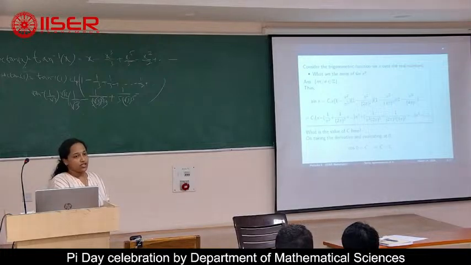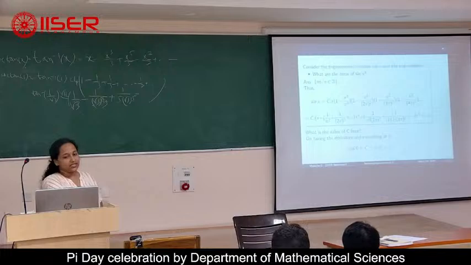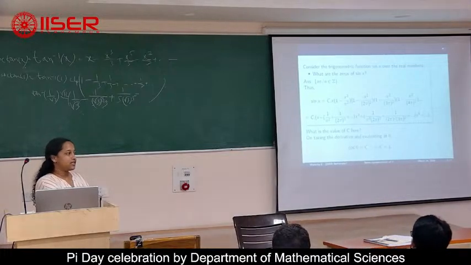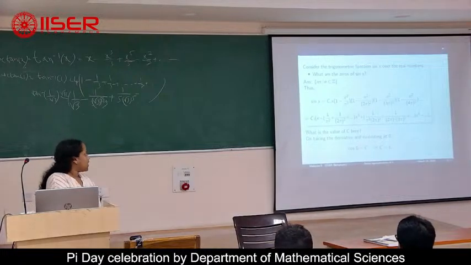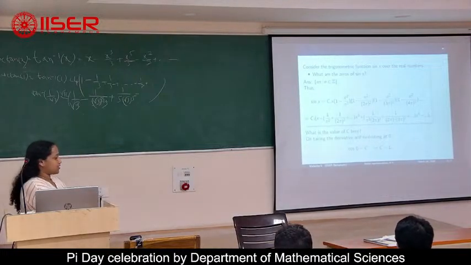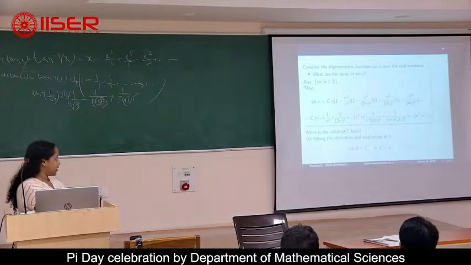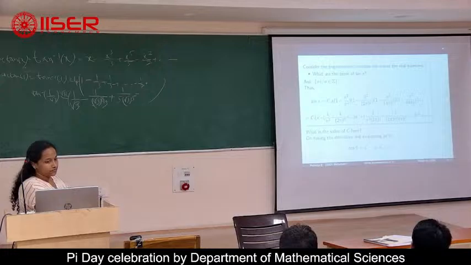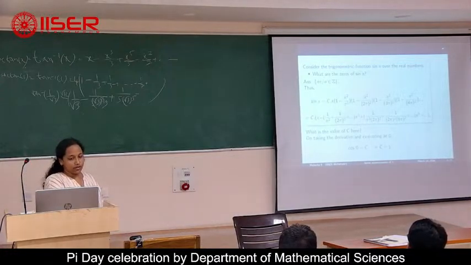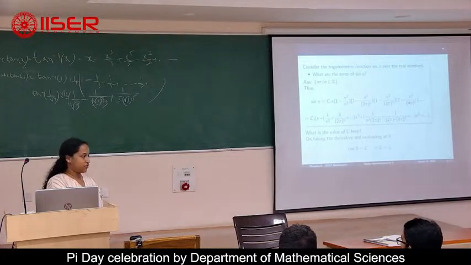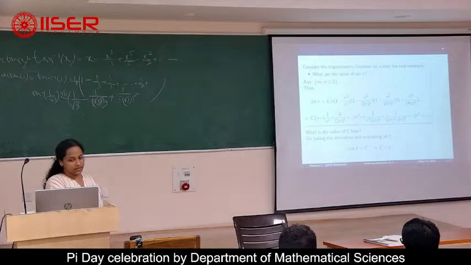So in order to get a series expansion for pi, we start with a trigonometric function, because trigonometric functions are closely related to circles. So let me start with the sine function, and similar to what we have done in the previous case, I am asking the same question: what are the zeros of sine x? That is the collection of all n pi's, where n is an integer. Integer multiples of pi are the roots of the sine function.